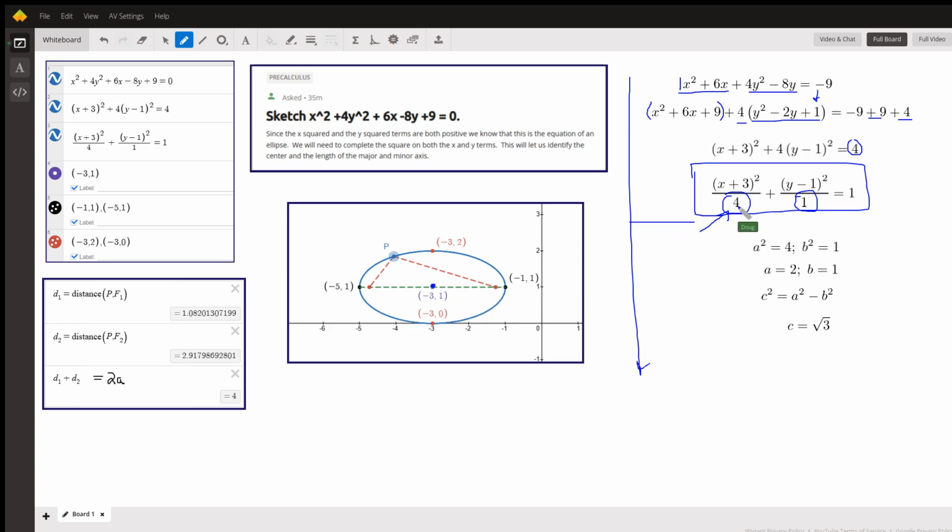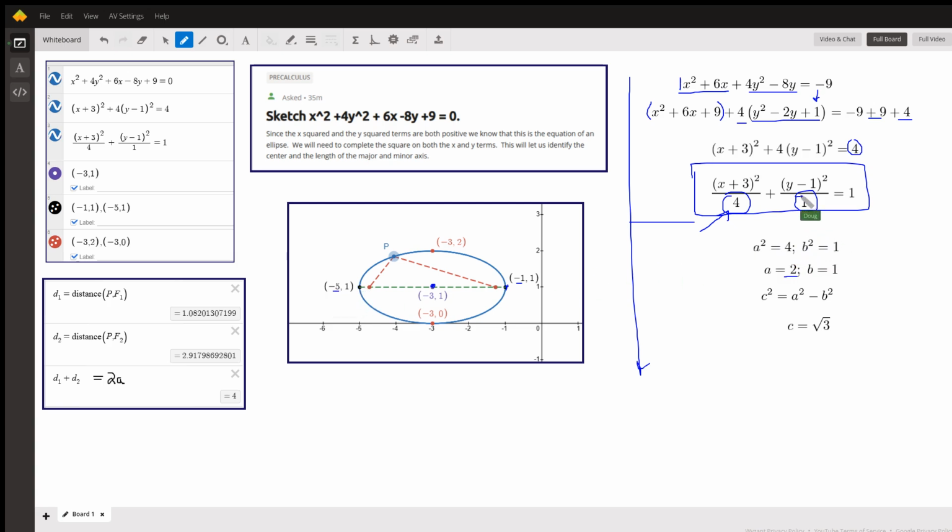This is a squared. So if a squared is 4, a is 2, and a is the distance from the center to the vertex along the major axis. So from -3, add 2, you get to -1. And from -3, take away 2, you get to -5.